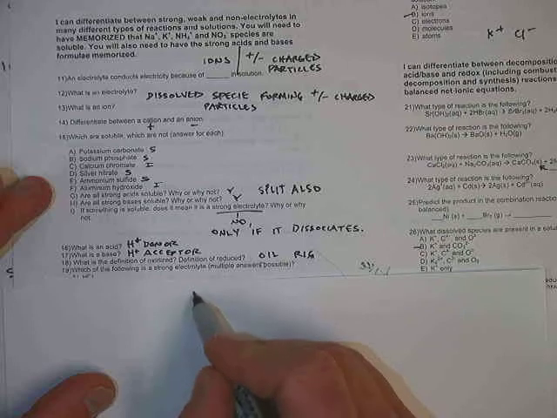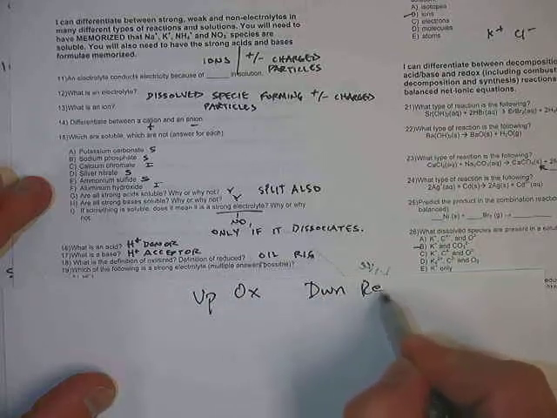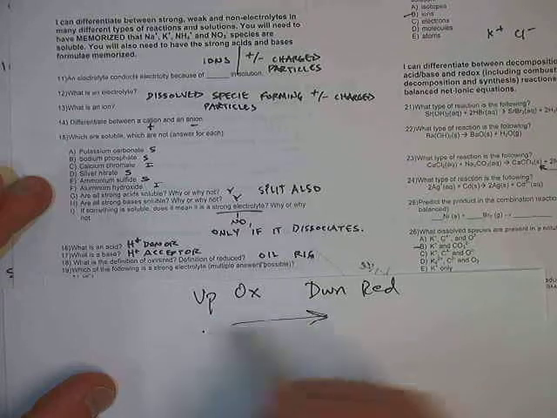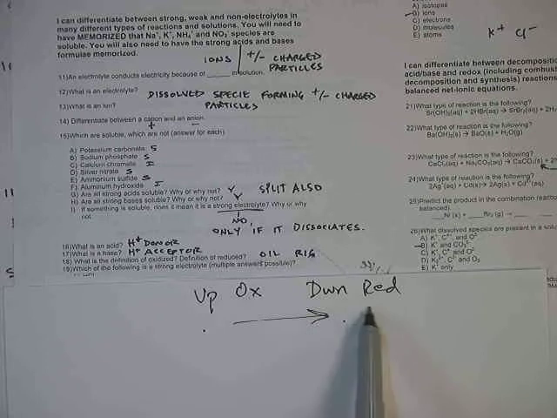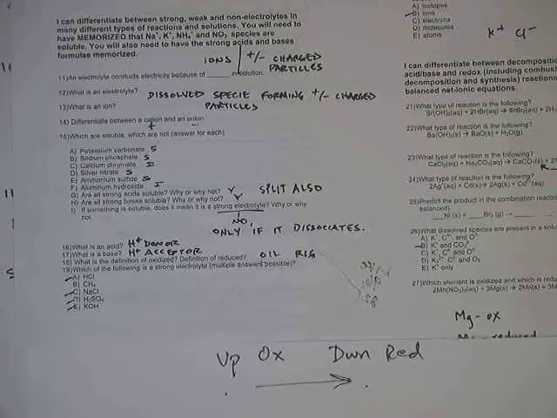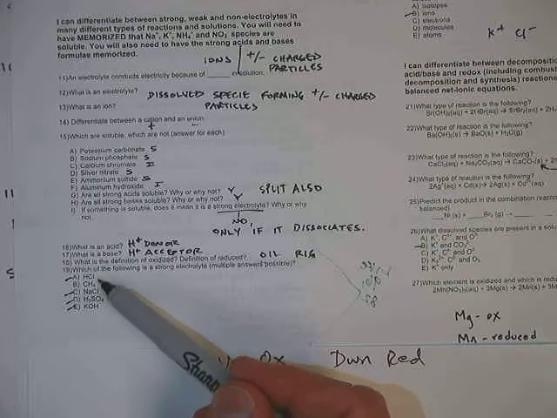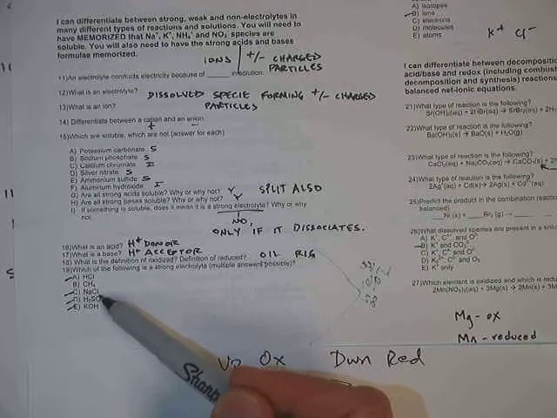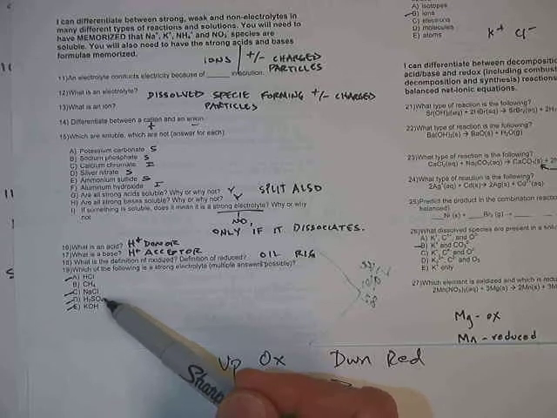What's an acid? An H plus donor. What's a base? An H plus acceptor. Defining oxidation, define reduction. Oxidation is the loss of electrons. Reduction is the gain of electrons. I like to think of it as up is oxidation, down in charge is reduction. So then you can look from left to right on a reaction and decide which thing goes up in charge. That's your oxidized species. Which thing goes down in charge? That's reduced.